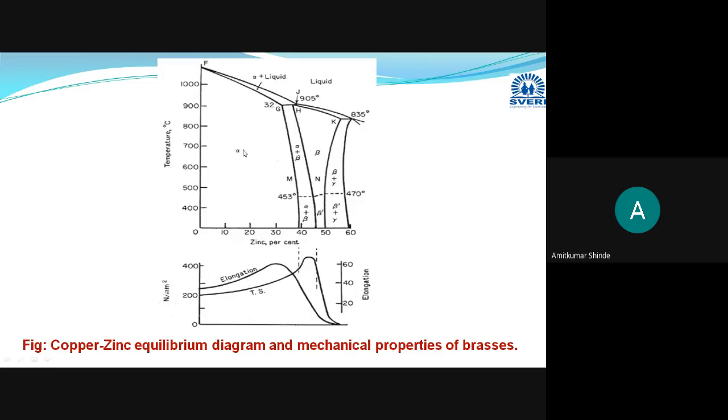Now from this diagram it is clear that this alpha phase is soft and ductile in nature with a very good tensile strength. And alpha plus beta will have lesser ductility, but tensile strength will be very high. And above that 44%, it will not provide the required tensile strength, ductility or toughness. Means it will become brittle in nature. So this is the explanation related to the equilibrium diagram and the mechanical properties, depending on the amount of zinc and phases existing in that type of brass.